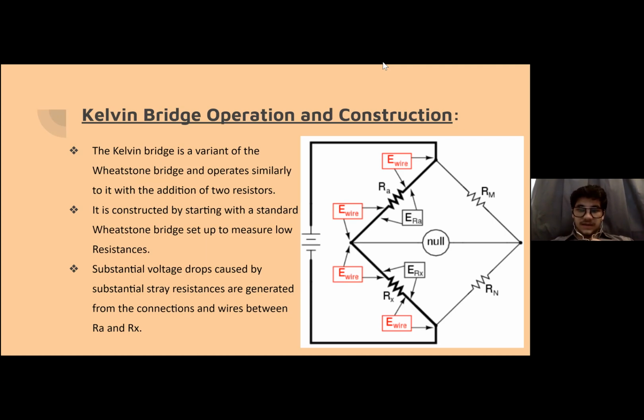The red E-wire symbols in the figure are substantial voltage drops caused by substantial stray resistances which are generated from the connections and wires between the low resistance resistors Ra and Rx. These substantial voltage drops will end up affecting the null detector's readings and thus the balance of the bridge. Next slide, please.